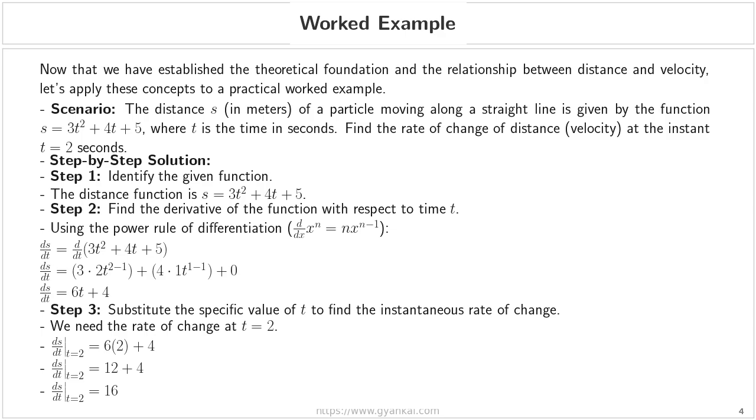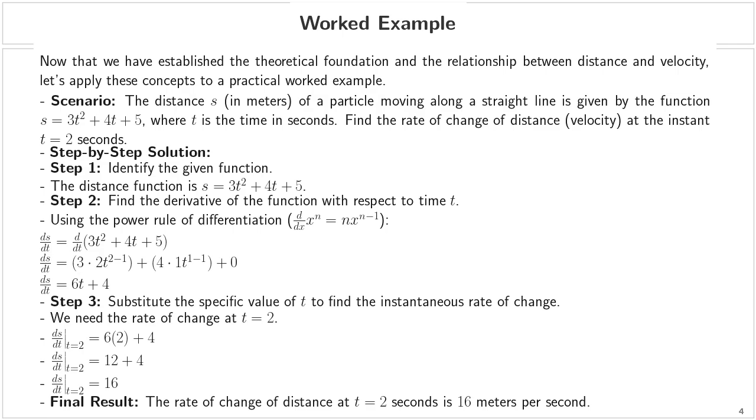This gives us 6 times 2 plus 4. Calculating this, we get 12 plus 4, which equals 16. Consequently, our final result is that the rate of change of distance at 2 seconds is 16 meters per second. Pay close attention to these steps. As in the next slide, we will discuss some common mistakes to avoid so that you can ensure your calculations are always accurate.